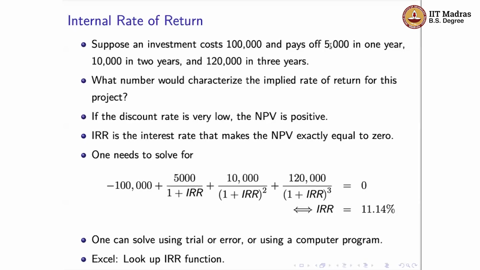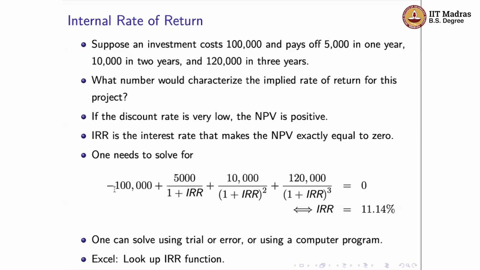But as R keeps increasing, you would expect that at some point the NPV is going to become negative, because the future payments that we are receiving are going to be discounted more and more. So what we are looking for is pretty much the point at which the NPV becomes exactly equal to zero. So IRR is basically the interest rate that makes the NPV exactly equal to zero. And so what this means is that you need to solve this equation.